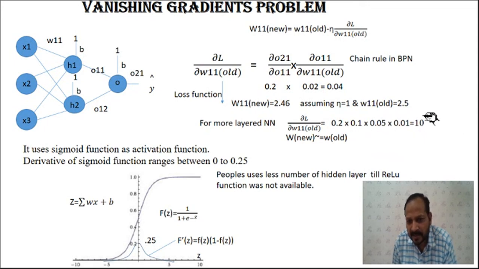So that product will be equal to 10 raised to power minus 5. So it is very small. So this value becomes very small. This term becomes very small.